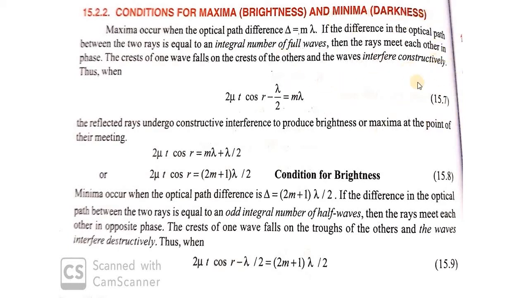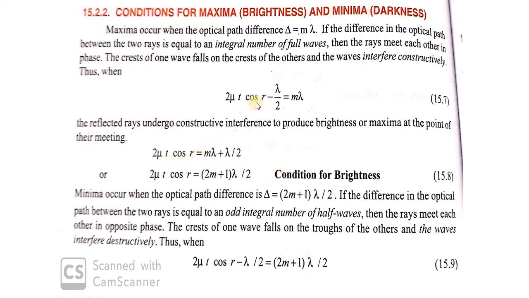If the path difference can accommodate 2 wavelengths, or 3 wavelengths, what we will be getting is a constructive interference. And we will get a destructive interference under which condition, that the path difference is... okay, this is the condition for brightness itself.